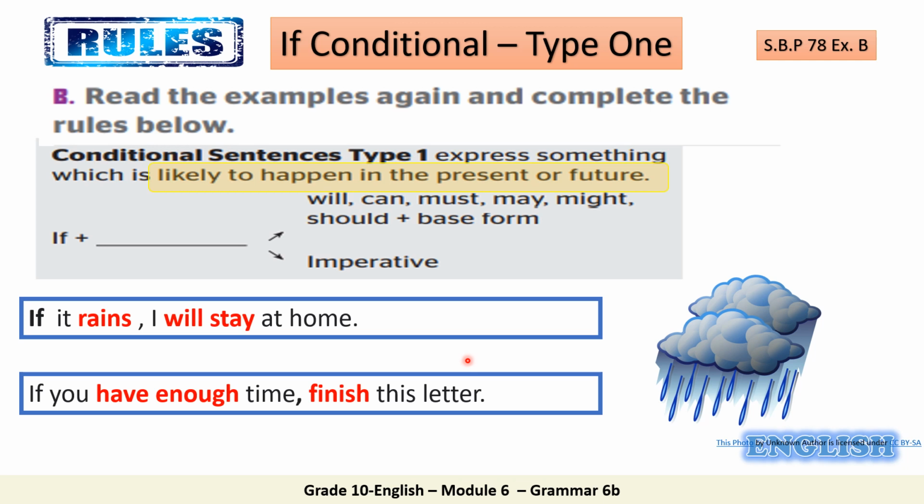Welcome back again. So, which tense do we use with the if clause in type 1? That's correct. We use the present simple. How about the main clause? So, that's right. We use will plus infinitive, or we use modal verbs such as can, must, may, might, should, plus the base form of the verb. We can also use the imperative as in example 2. Finish this letter.